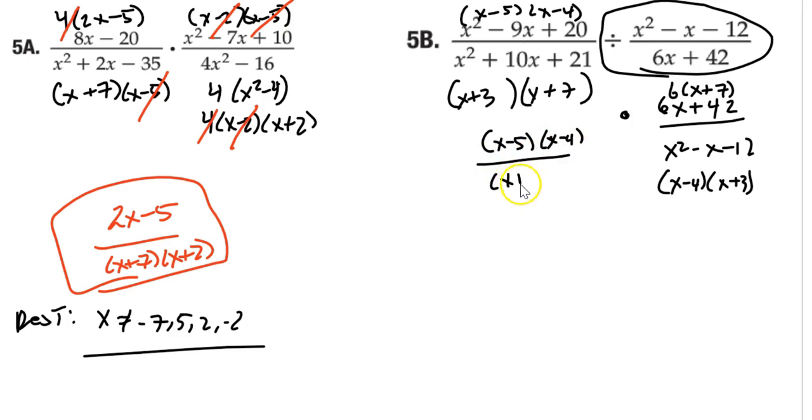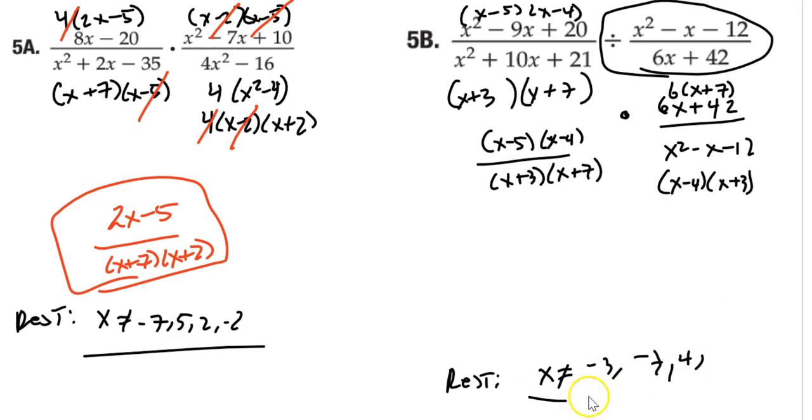But before we start canceling, we have to find the restrictions. Again, super simple. Just what makes the bottom 0. So in this case, negative 3, negative 7, 4, and we already have negative 3, so it's just these. Now let's cancel everything out. So let's see, x minus 4's cancel, x plus 7's cancel, and that is it.